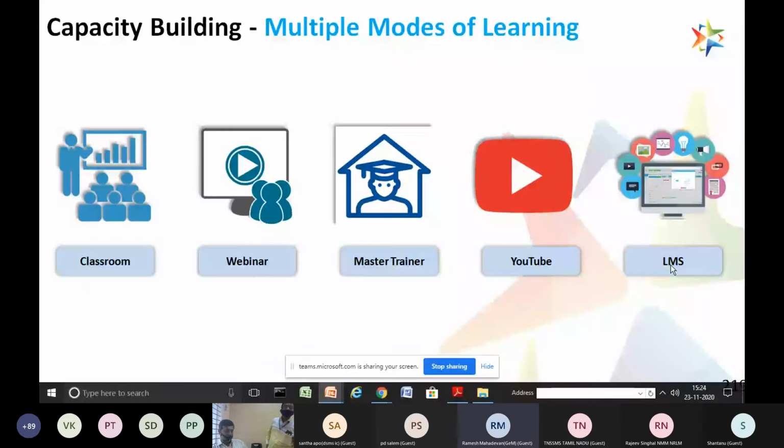We have various capacity building programs like classroom training. This being Corona time, we are adopting more of webinar mode. We also create master trainers.